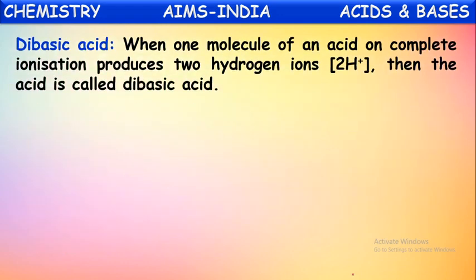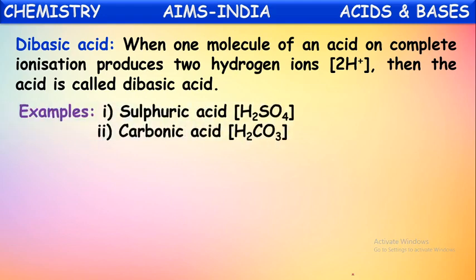Next, dibasic acids. When one molecule of an acid on complete ionization produces 2H plus ions, or 2 hydrogen ions, then the acid is called a dibasic acid. Certain acids dissolving into water produce 2H plus ions from each molecule. Such kind of acids are called dibasic acids.